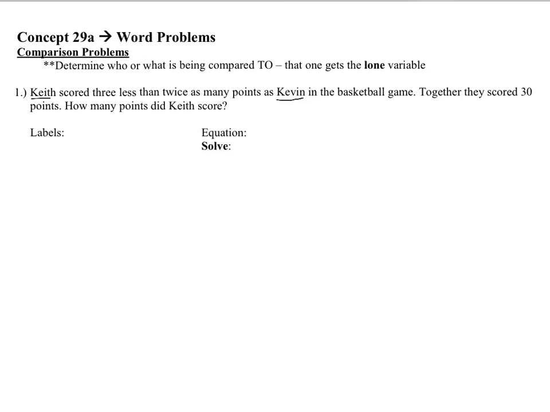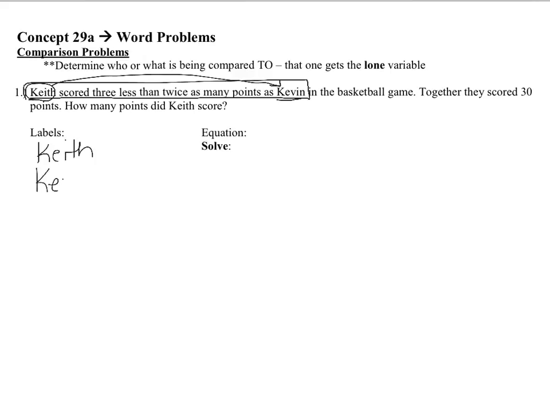And if you think about that very first statement, Keith scored 3 less than twice as many points as Kevin in the basketball game. If you think about that, Keith is being compared to Kevin. So Keith is going to be our lone variable. So my labels over here are going to be the people that we're talking about. We're talking about Keith, and we're talking about Kevin. And so since it said Keith scored 3 less than twice as many points as Kevin, that means Kevin is going to be X.